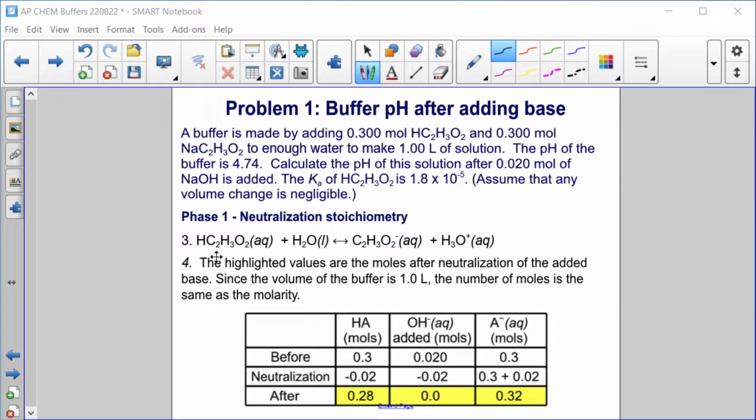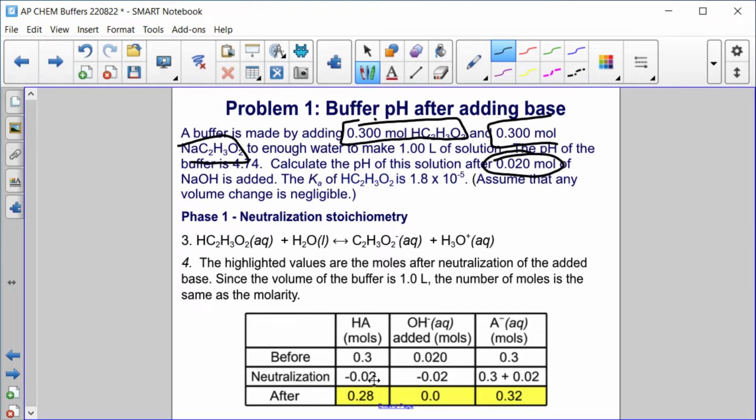Okay, so here's our dissociation of our weak acid to its conjugate base. Before the neutralization occurs, we have 0.3 moles of our acid and 0.3 moles of our conjugate base. And before any neutralization occurs, we have 0.020 moles of sodium hydroxide. Then all of that is neutralized by the acid.